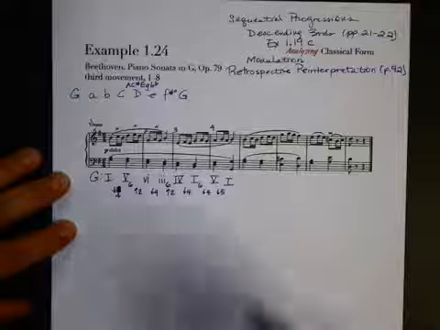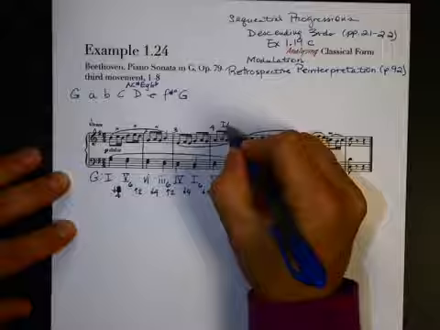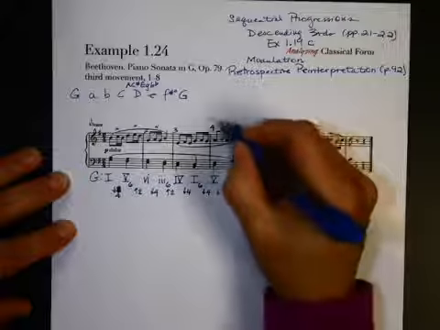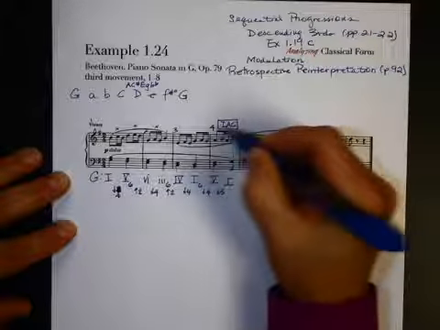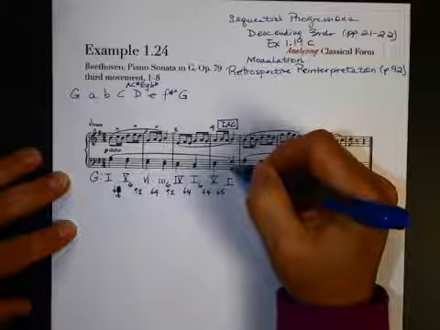While speaking of this, it is going to be an imperfect authentic cadence because the melody ends on scale degree 3, even though tonic is in the bass. Tonic scale degree is in the bass.